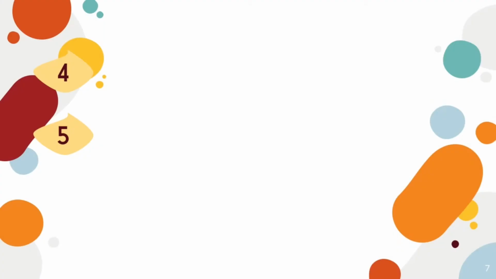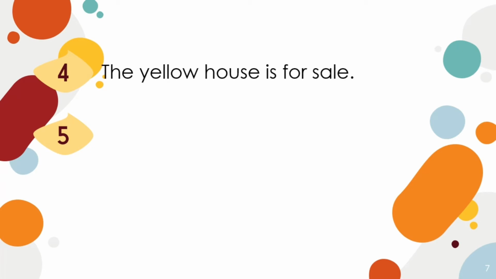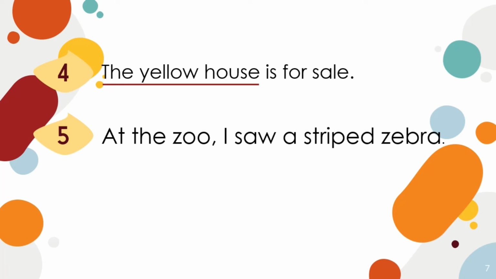Let's have the fourth example. The yellow house is for sale. So the noun phrase here is the yellow house. Since we have the as the determiner, the yellow house acts as the subject in the sentence. Fifth example: At the zoo, I saw a striped zebra. As you can see, a striped zebra is the noun phrase. We have a as the determiner. Striped zebra is the object of the verb saw. Are we clear with noun phrase?